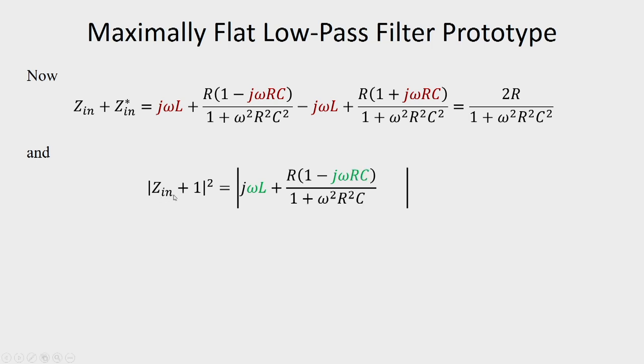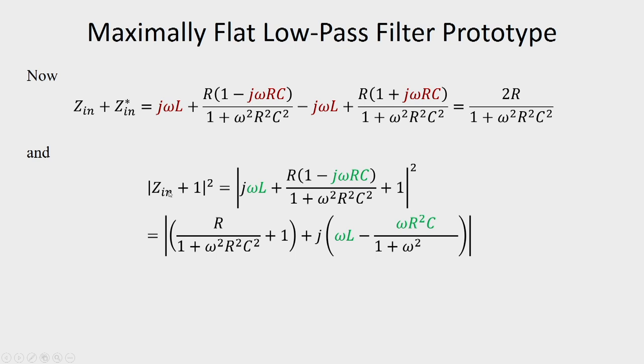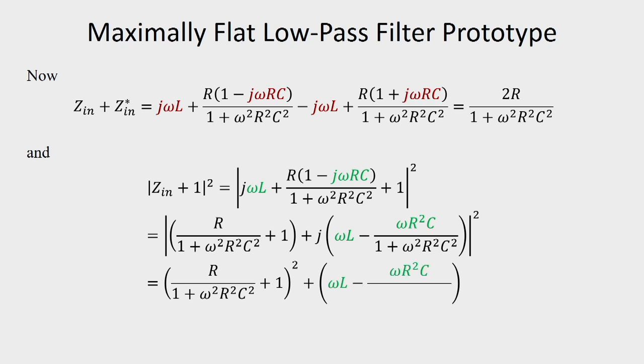And mod of Z in plus 1 square can also be evaluated by substituting the expression for Z in, and it comes out to be R divided by 1 plus omega square R square C square plus 1 whole square plus omega L minus omega R square C divided by 1 plus omega square R square C square, whole square.